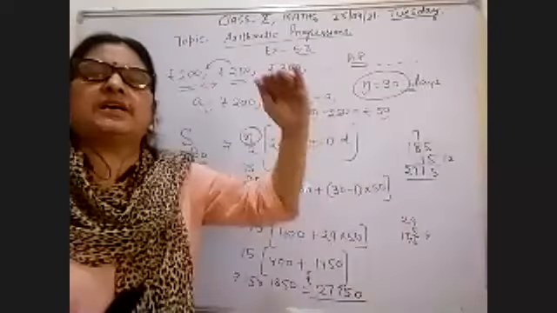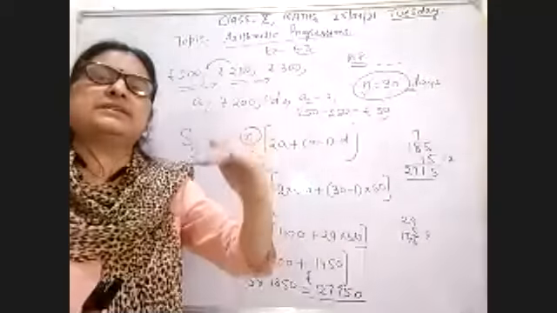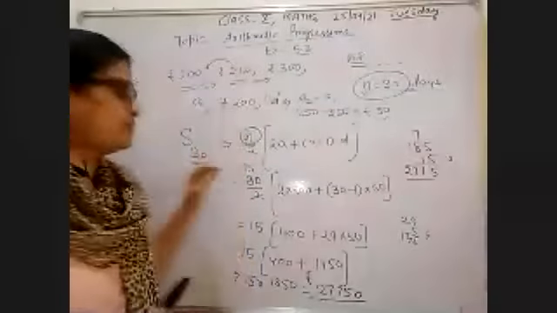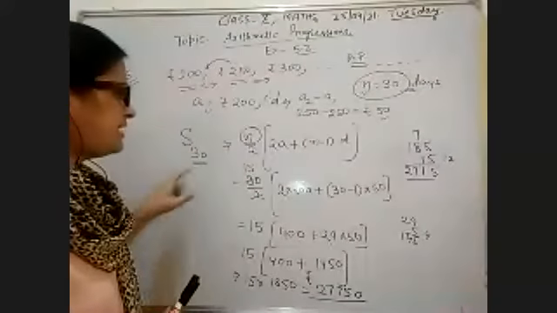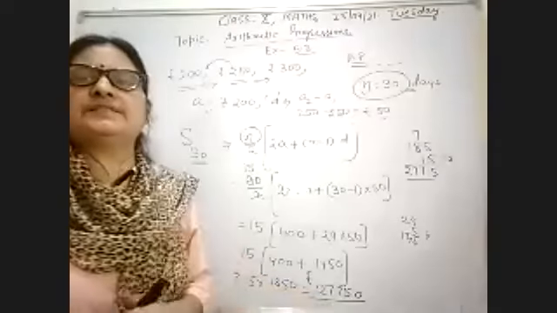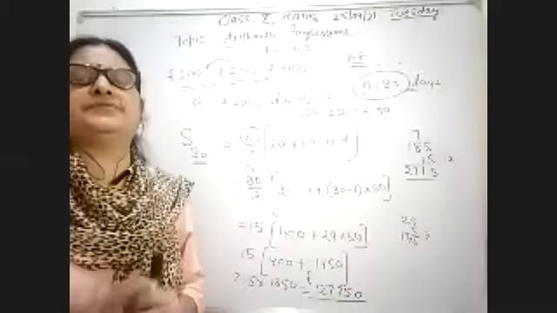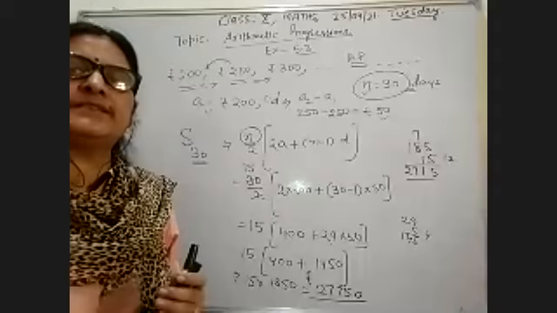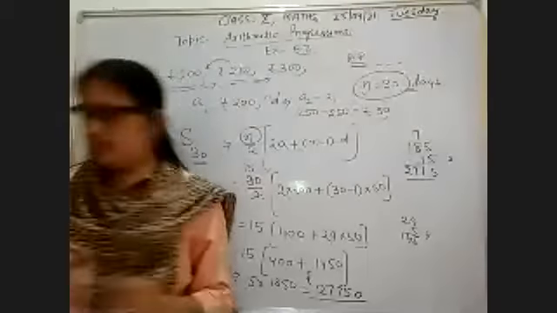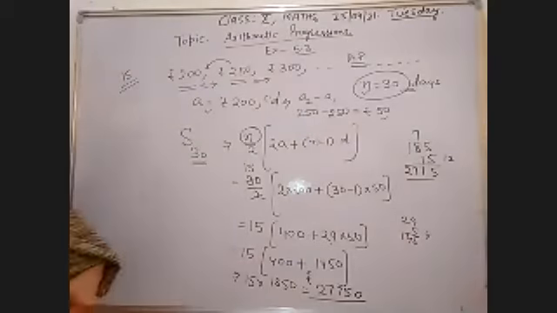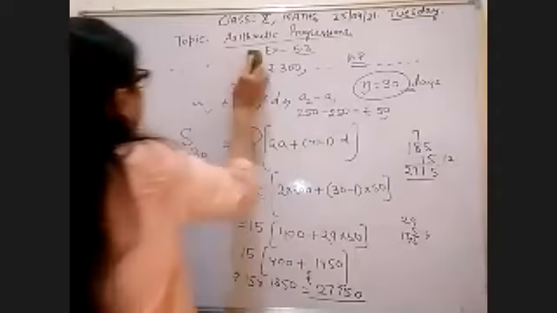And the number of days is 30. After 30 days, we have to find the total sum of penalty the contractor has to pay, and we put the values in, and the total is 27,750 that the contractor has to pay for 30 days as the penalty. Okay. And now our next question is very, very important, so listen to the statement first.